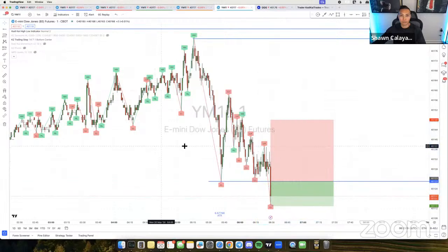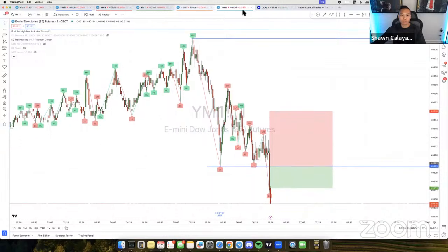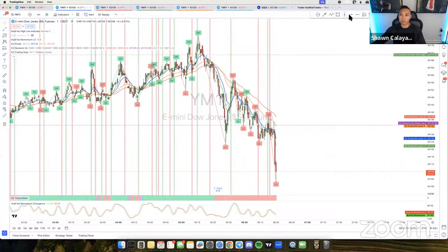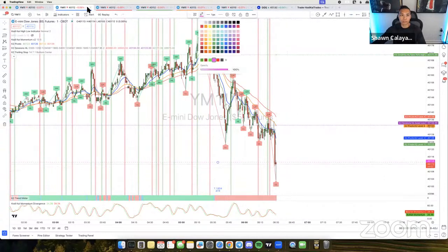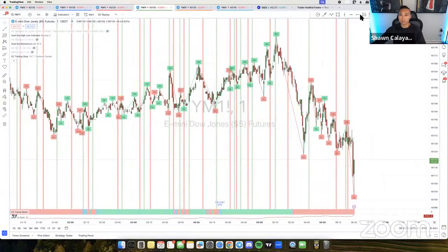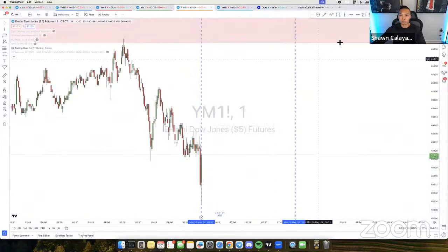So there goes liquidity pushing through. And there you go, full TP on the first level of liquidity there. Market is now open. Let's mark this up as the opening price. Opening price right there. Opening price.